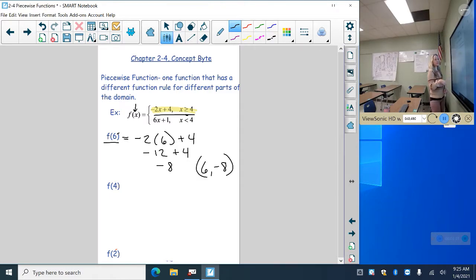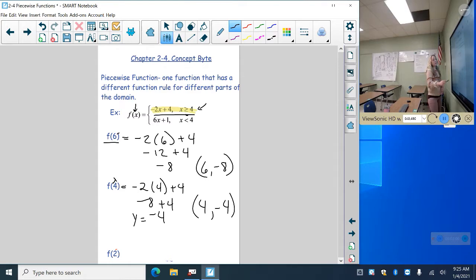Now let's do the next one, 4. Which function should I use when the x value is 4? Is x greater than or equal to 4, or is x less than 4? It's greater than or equal to 4, so we're going to use the top one again. So I have negative 2 times 4 plus 4, negative 8 plus 4 is negative 4. So the x value is 4, the y value is negative 4.